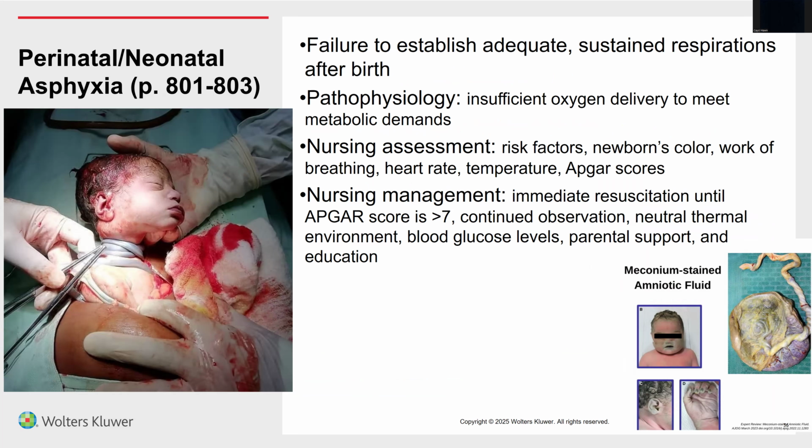Perinatal or neonatal asphyxia is the failure to establish adequate, sustained respirations after birth. Asphyxia is the impaired gas exchange resulting in a decrease in blood oxygen levels or hypoxemia and an excess of carbon dioxide, which is also called hypercarbia, or hypercapnia, that leads to metabolic acidosis. Asphyxia is the most common clinical insult in the perinatal period, and approximately 25% of newborns who survive asphyxia at birth will develop long-term complications like cerebral palsy, intellectual disability, and some sort of speaking, hearing, visual, and or learning disability.